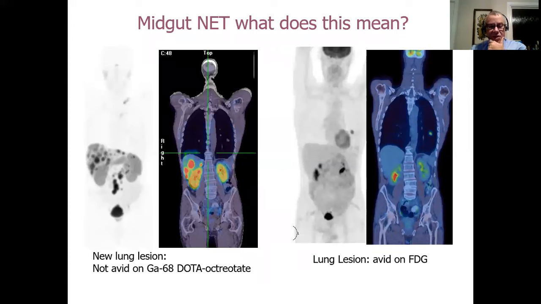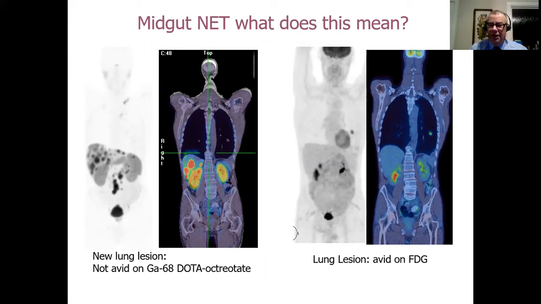This is another patient who had a midgut neuroendocrine tumor. You can see here that there are multiple nodes in the abdomen, and there are multiple liver metastases. A very classical midgut carcinoid type tumor. But when they did the CT part, they noticed that there was this lung nodule.